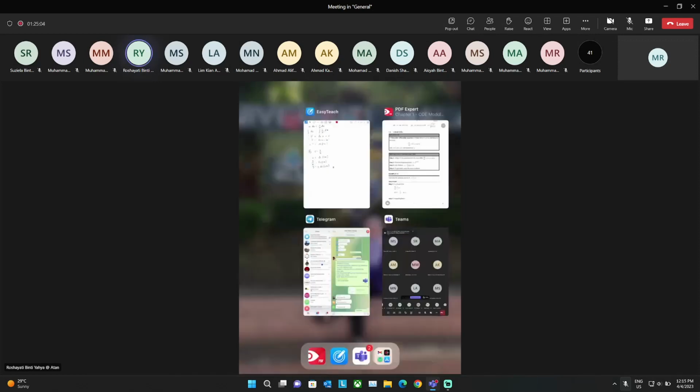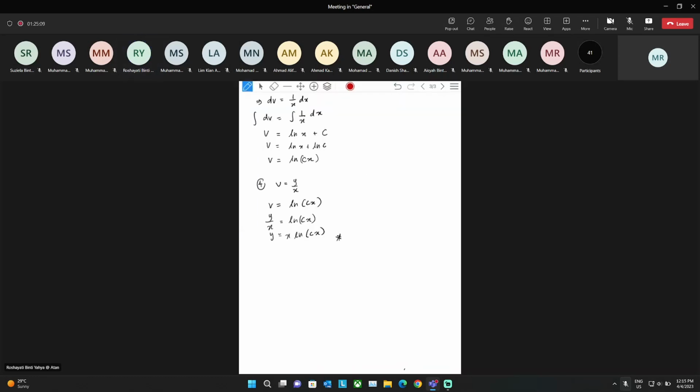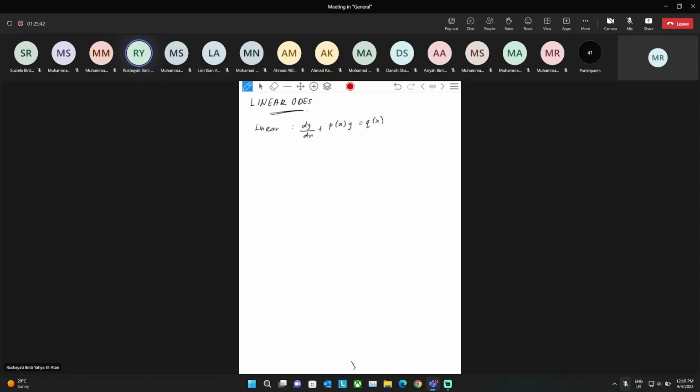So I prefer to write back about linear ODE. So first one, condition. Linear if it can be written in form of dy dx plus px y equal to qx. And then the steps here, the first one, write in standard form, which is dy dx plus px y equal to qx.